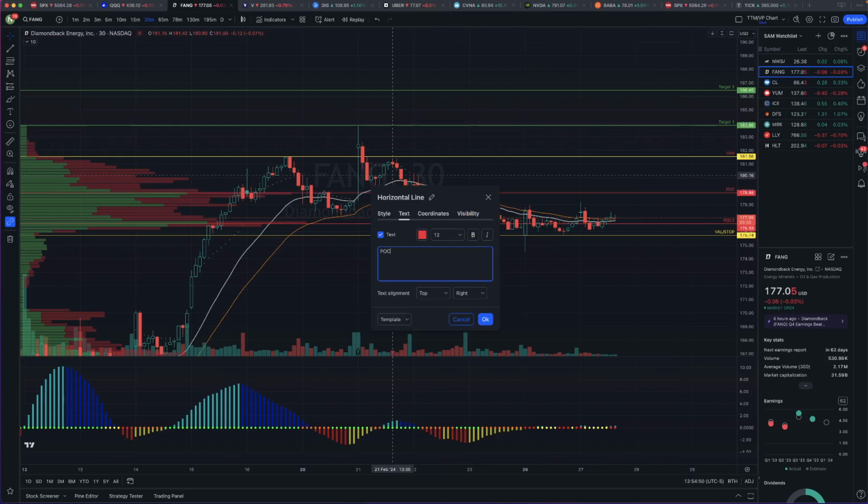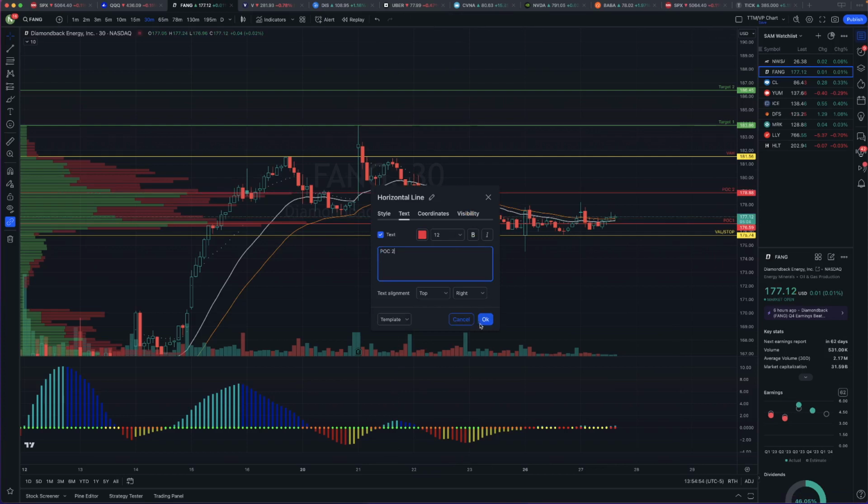Does anybody have any questions about marking those up, and making sure you know where they are on your chart?